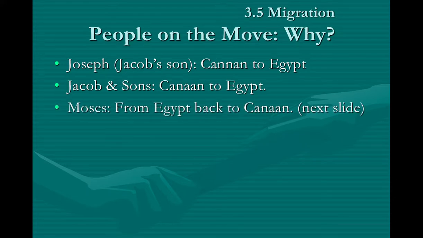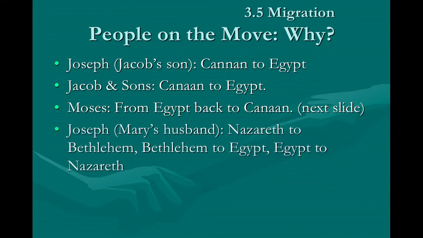Moses, he actually gets the people out of Egypt and returns them to Canaan after they had been in slavery for many years under the leadership of Pharaoh. And then in the New Testament, we have Joseph, who is Mary's husband. Joseph and Mary were actually traveling from Nazareth to Bethlehem. They went from Bethlehem to Egypt and all the way back from Egypt to Nazareth when Jesus was a small boy.